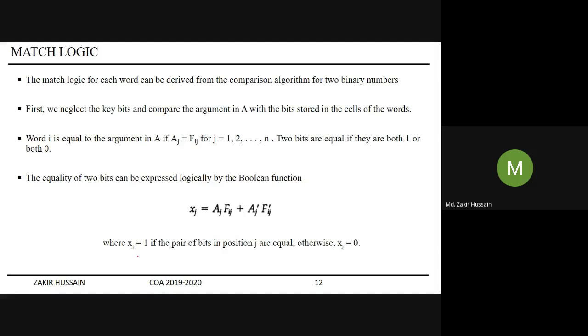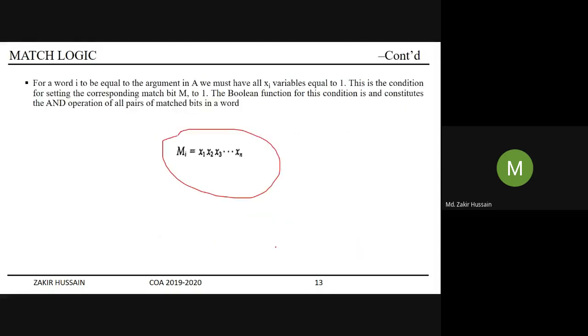Okay. So where Xj is 1, the pair of bits in position j are equal. Otherwise, Xj is 0. So think about this expression. That is known to you, no doubts about that. Now coming to this portion, this is the first bit, this is the nth bit.